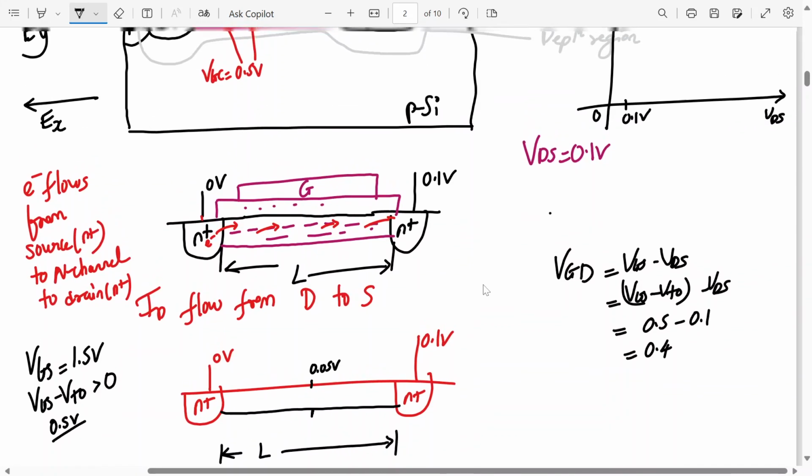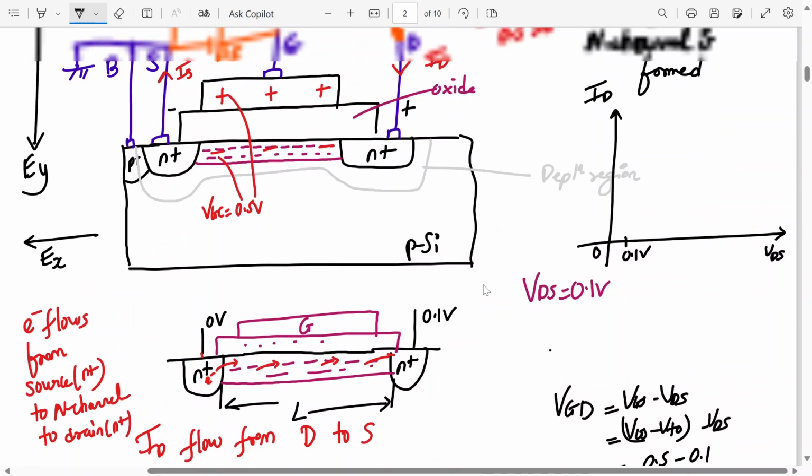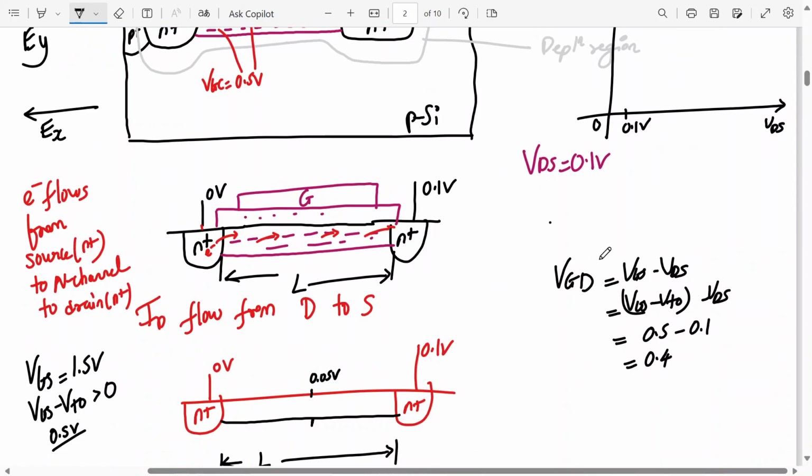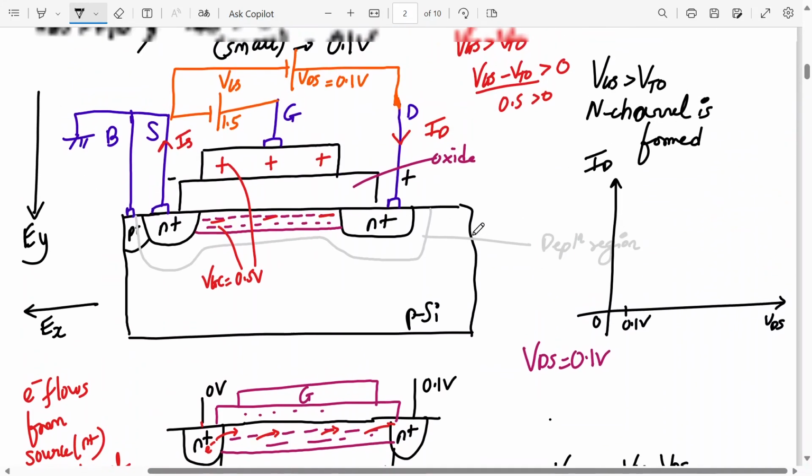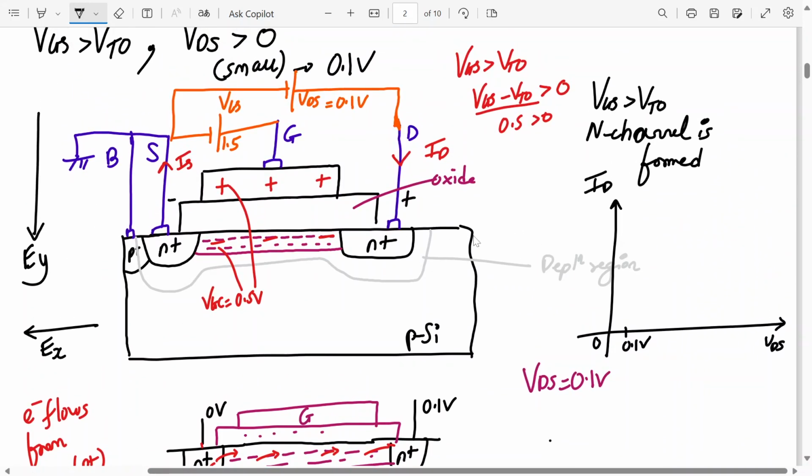Hello? Understanding? Are you understanding how this has come? See, why I am writing VGS minus VTO, because that much voltage is required to form the channel. VGS minus VTO voltage is required. So gate to channel voltage over here at the drain end will be how much? Can you tell me? How much will VGC be here? 0.4. So somewhere in the middle it will be how much?